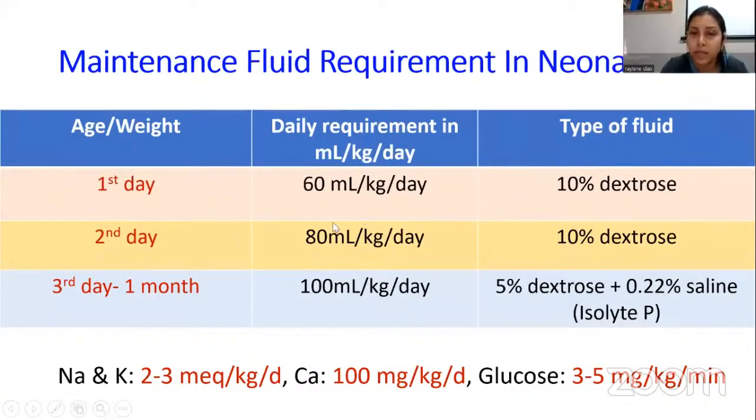Now, just remember 60, 80, 100. Now, why do we give less on the first 2 days? This is because we are waiting for the postnatal diuresis, which will set in from the third day onwards. And after that, you can safely give a higher amount of fluid.